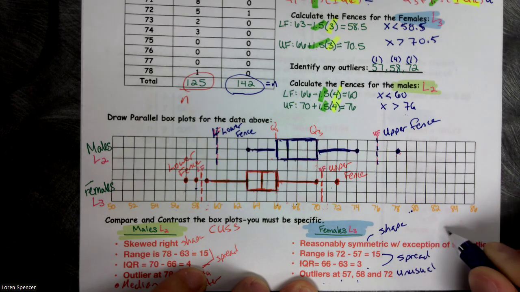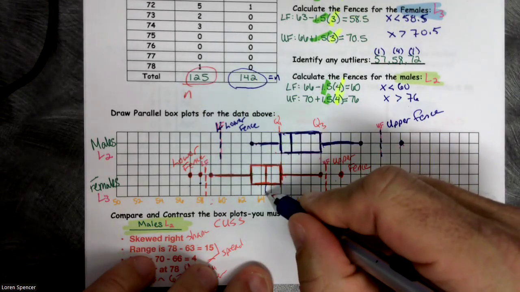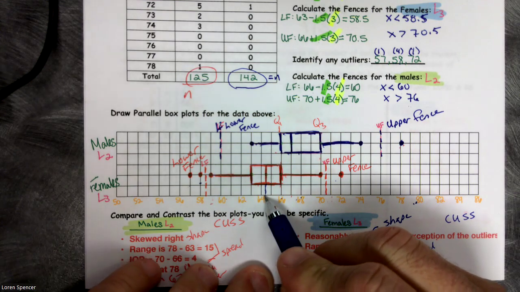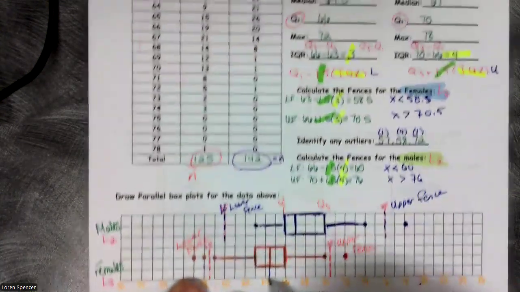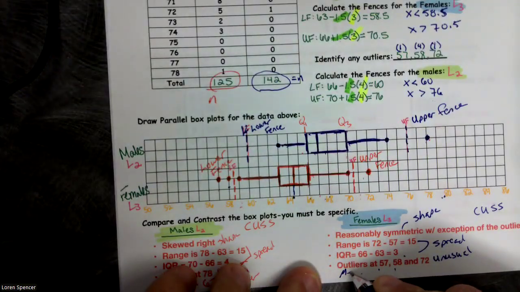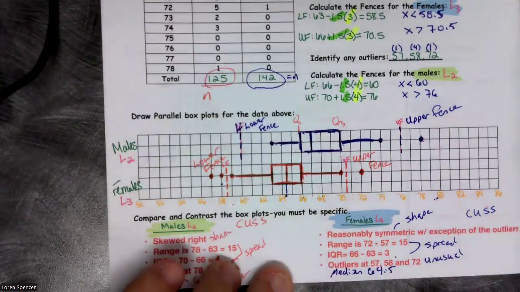So all we're missing right here, because remember we have to have CUSS, all we're missing right here is our center. Well, our center is sitting right here. That's our median, and our median is at 64.5. And we also have that up there. So we need to include our median, which is 64.5. Now we have all of our CUSS done.